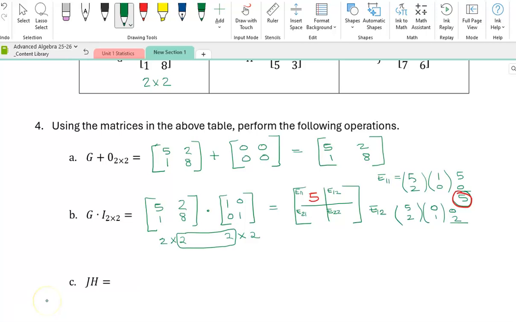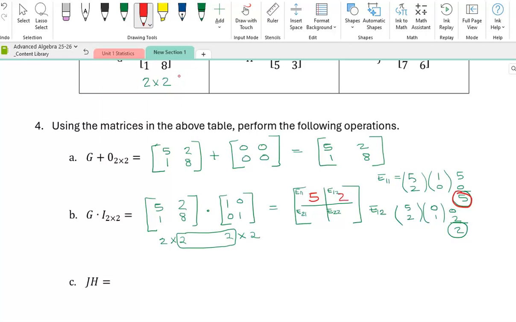All right, this is part 2 of the topic 2 quiz review, matrices. At the end of the last part, we were in the process of finding E12. So we took column 1, row 2, and multiplied them together. 5 times 0 is 0, 2 times 1 is 2. Add these up, we get 2. So now we know what goes here.